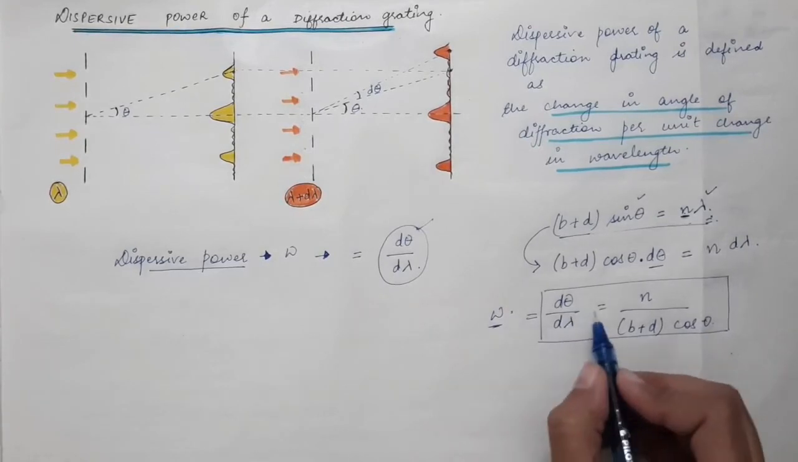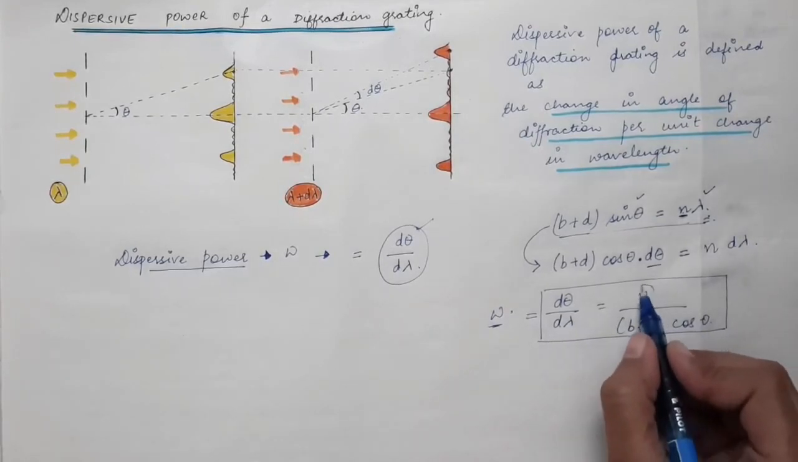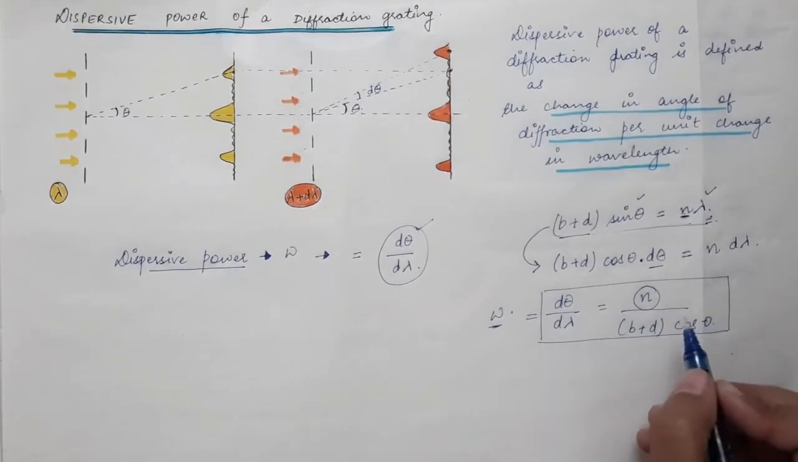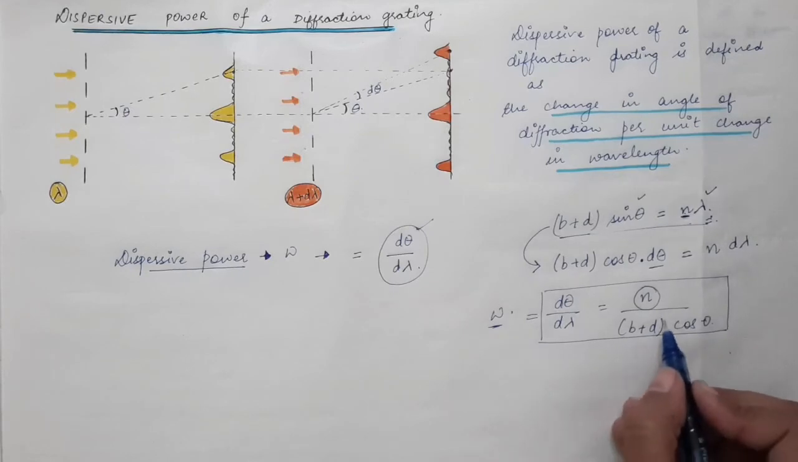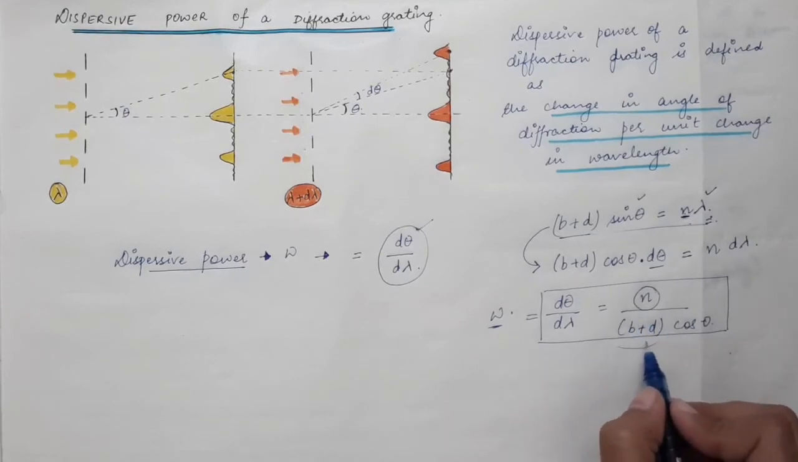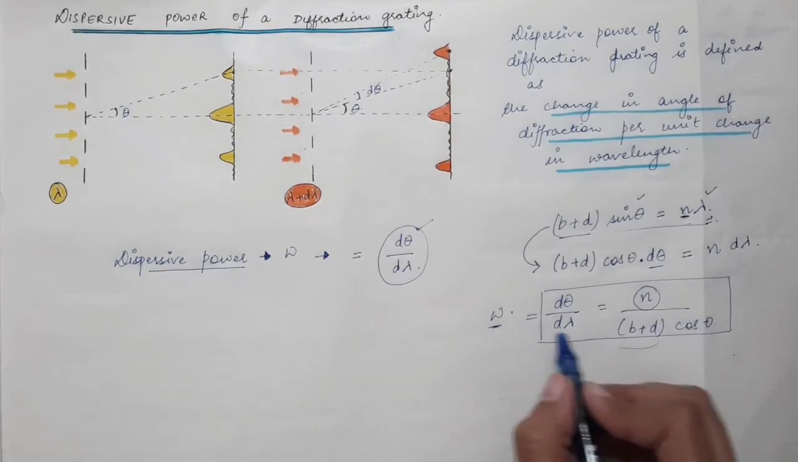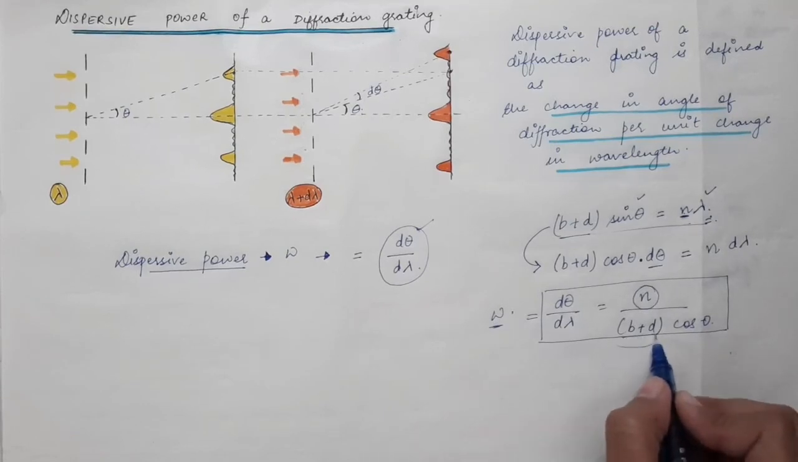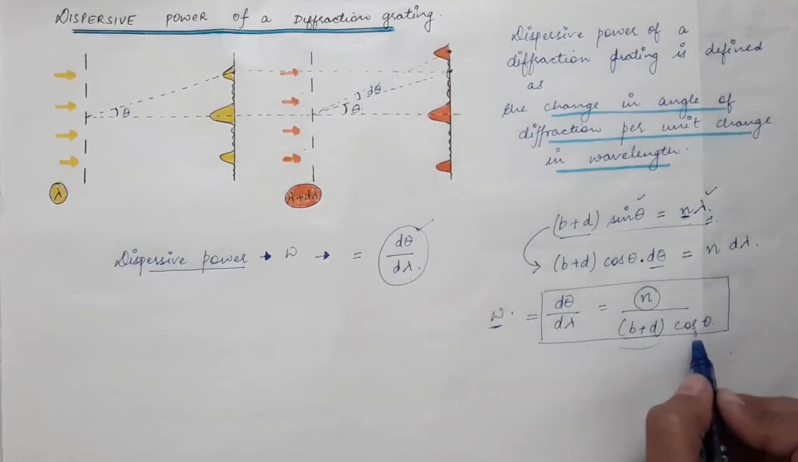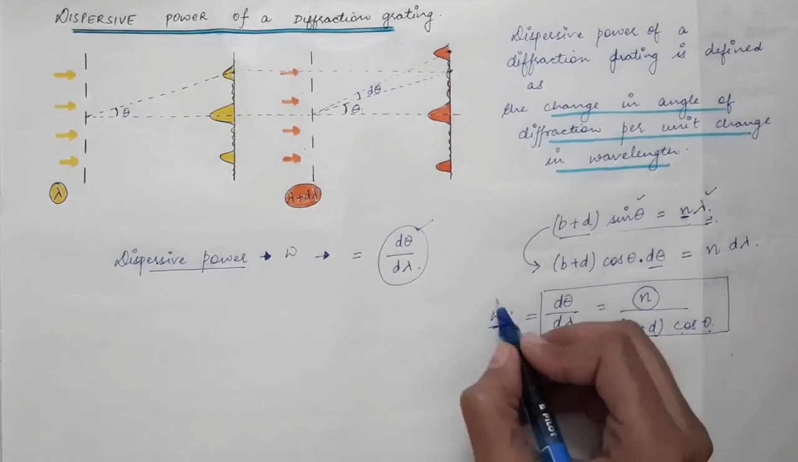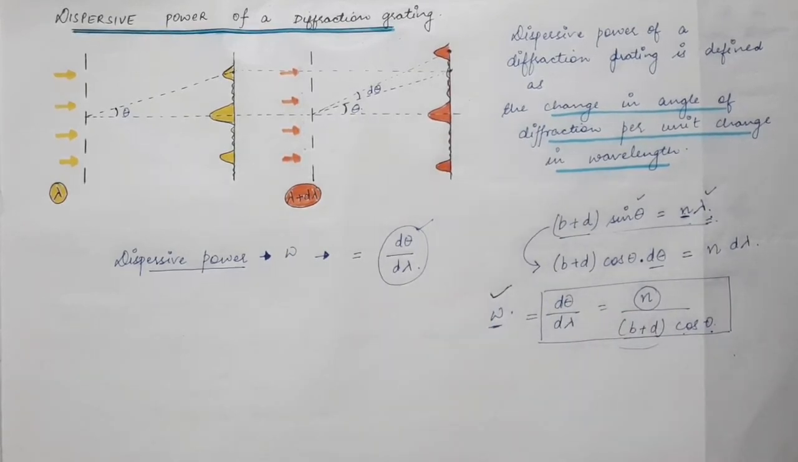So the dispersive power of a diffraction grating is directly proportional to the order of the principal maximum that you are observing. It is inversely proportional to the grating element. This b plus d is called the grating element. And it is also inversely proportional to the cosine of the angle of diffraction. So this is the expression of dispersive power of diffraction grating.